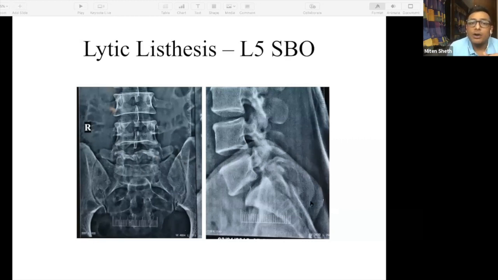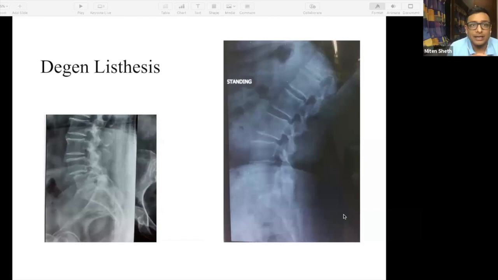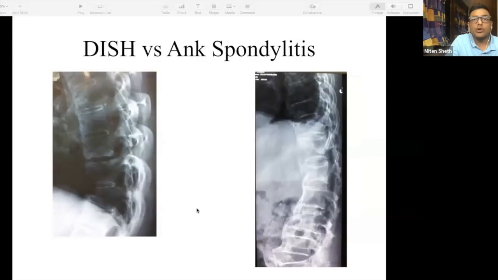So this is how lysis is going to look on an X-ray. On the other hand, this is how a degenerative listhesis is going to look, wherein this all is in one line, but if you see here, there is a shift. Okay, so this is an X-ray of a spine which is doing this. Now, when you are extending the patient, this is again coming back into its place. So that is the importance of a dynamic view. All right, that is how degenerative listhesis is going to look on an X-ray.